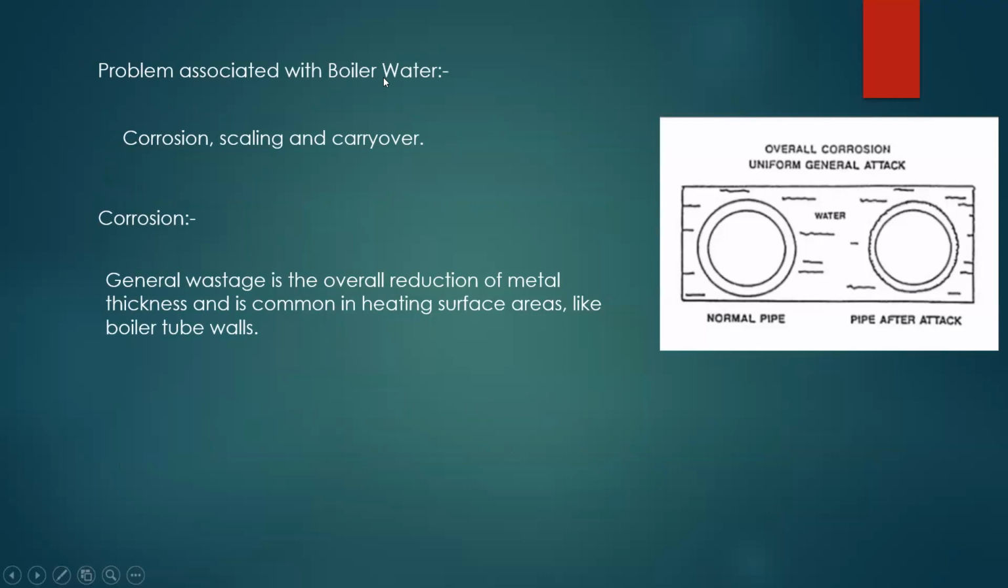Problems associated with the boiler water. So what are the problems? These are the three main problems which are associated with boiler water. First one is corrosion, second one is scaling, third one is carryover. So first one is corrosion.